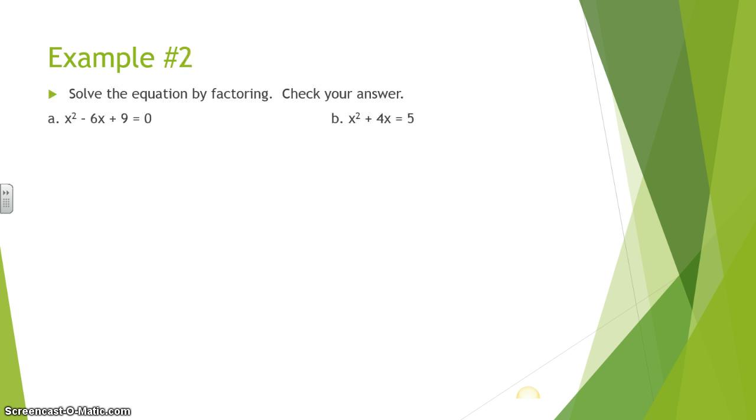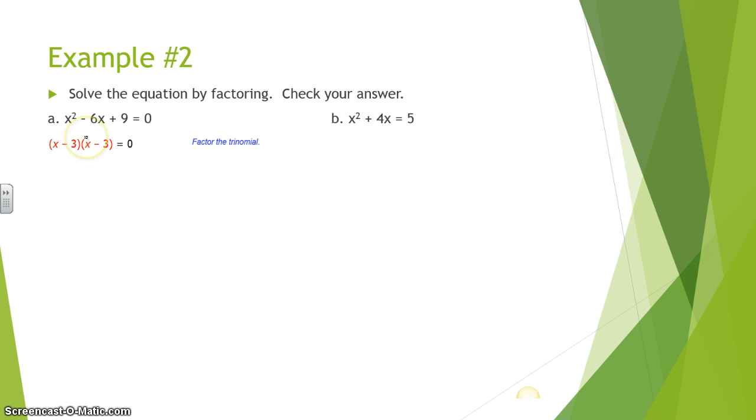Next situation we have here: solve the equation by factoring, and then we're going to check our answer. So notice here we haven't factored anything out. We have our quadratic function. So we first need to factor x squared minus 6x plus 9. That's going to factor to be x minus 3 times x minus 3.